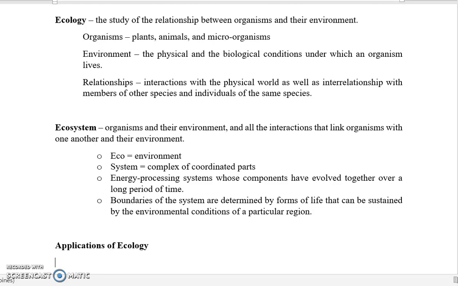Now, we also have energy processing systems whose components have evolved together over a long period of time. We'll be discussing those energy processing systems in our lesson number 2, which is energy flow and nutrient cycle. In every ecosystem, we have different energy processing systems. For example, for vegetation, for a forest, we have nutrient cycling in a forest ecosystem. What do you mean by that?